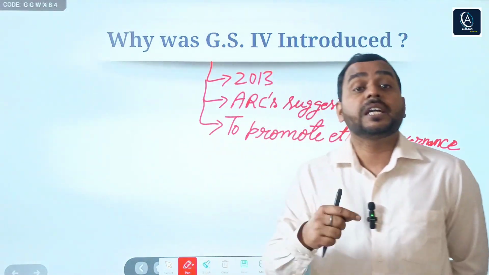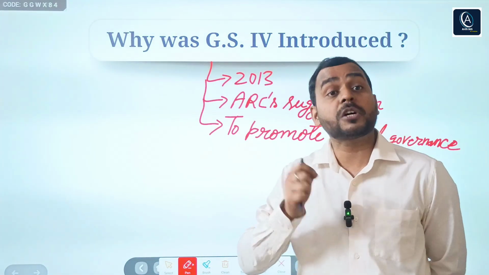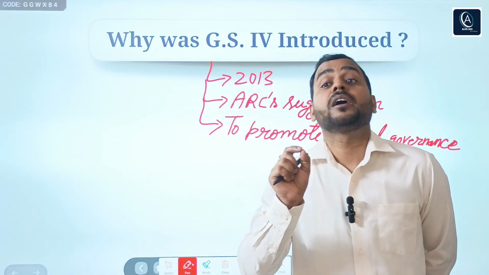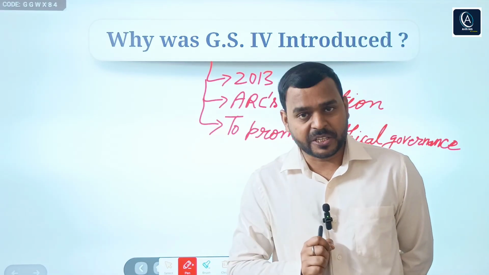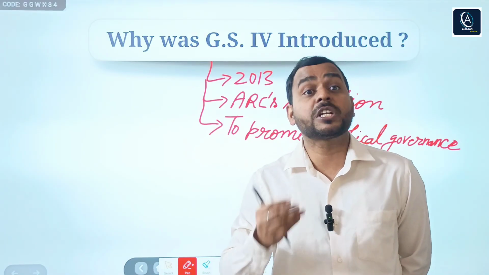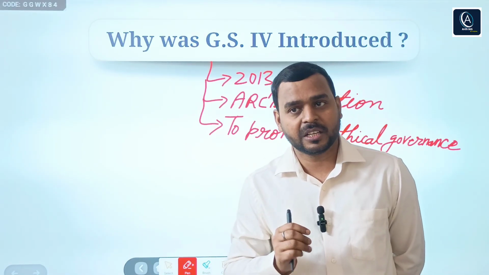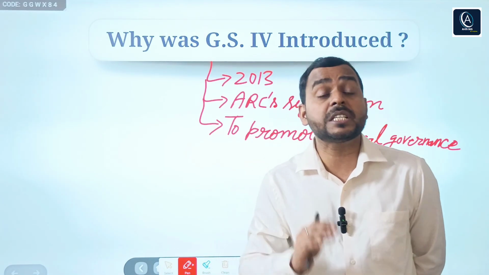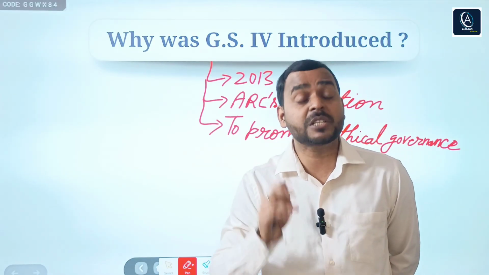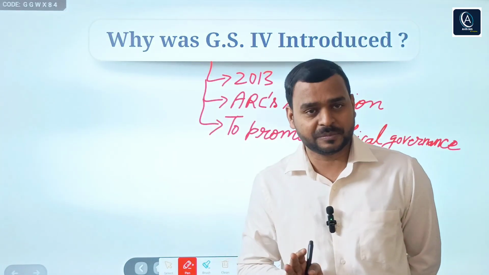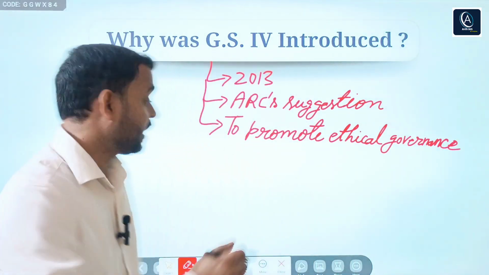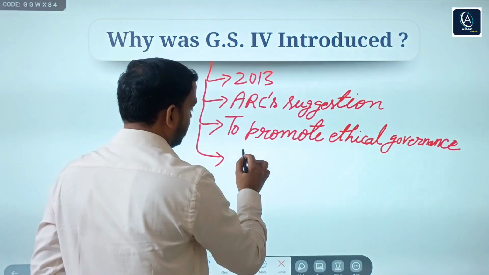Apart from that, GS paper 4 also ensures that future civil servants are not just knowledgeable but morally sound, public spirited. Morally sound means they have compassion, objectivity, honesty, integrity, and they are public spirited. Public spirited means they are ready to serve the people. You are a public servant, you must be ready to serve the people all the time. Apart from that, it helps in decision making.